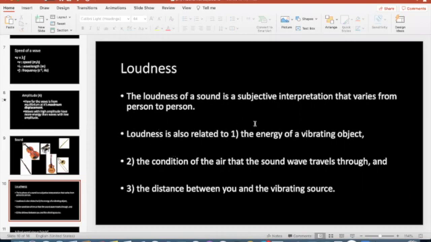All right, so loudness is related to the energy of the vibrating object, the condition of the medium the sound wave is traveling through, so whether the sound wave is traveling through air or water, and the distance between you and the vibrating source. The closer you are to the source, the louder the sound is going to be.